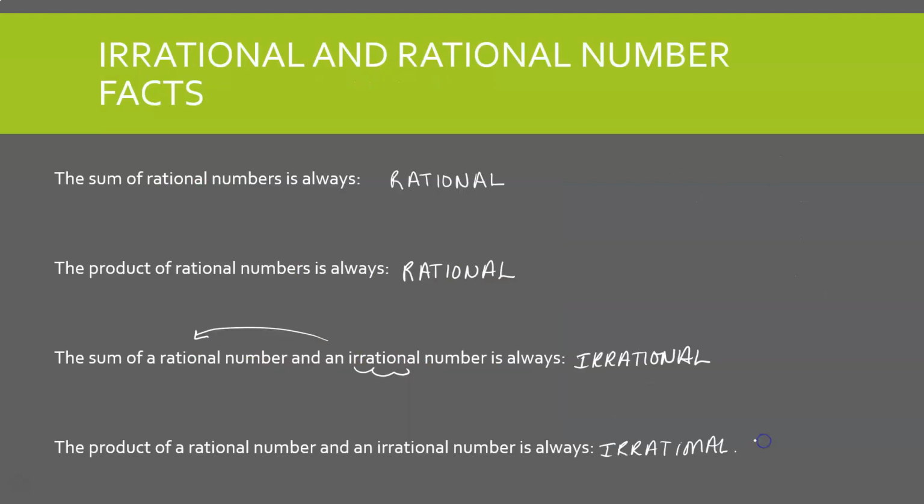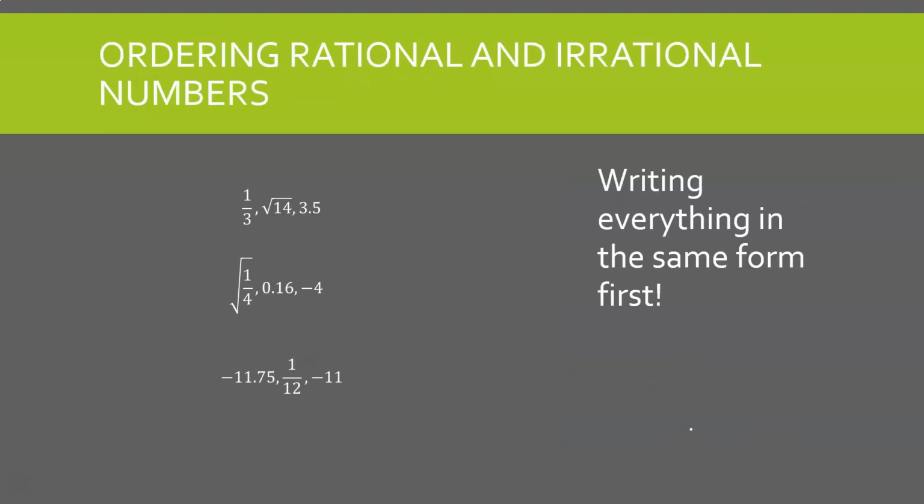All right, one more thing we're going to do before I leave you is we're going to order numbers. So when you order rational and irrational numbers, here's what I do: I put them all in the same format first. Okay, so I'm going to take 1/3 and I'm going to make that into a decimal. Okay, the square root of 14 is about this, and then 3.5. So now you can put those in order. I put those in order as decimals.